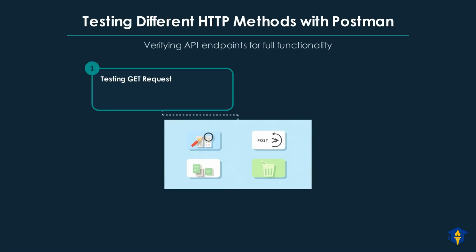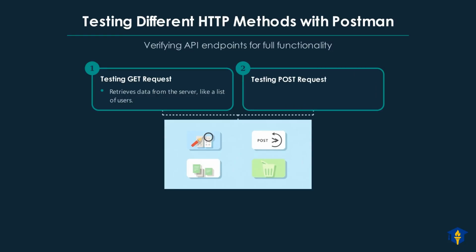which is used to retrieve data. This method is typically used to fetch resources from the server, like a list of users. Next, we look at testing a POST request designed for creating new resources. This method is essential for operations, such as adding a new user to your database.